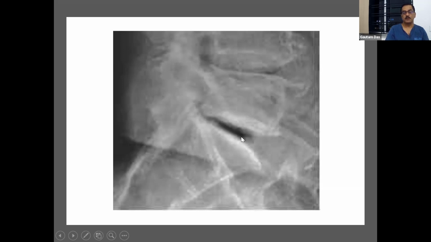This is called the vacuum phenomenon. Vacuum phenomenon means there is gas inside, and that's why it looks black. What gas? Mostly it is nitrogen gas. This is one of the very important signs of disc degeneration. If you see this vacuum phenomenon, a gas shadow inside the disc, that is the surest sign of disc degeneration. So there are two important signs for disc degeneration: one is loss of disc height, and another is the vacuum phenomenon. Otherwise disc degeneration is very difficult to comment on in an X-ray. These are the two important signs on the X-ray with which we can tell that the disc is probably degenerated.